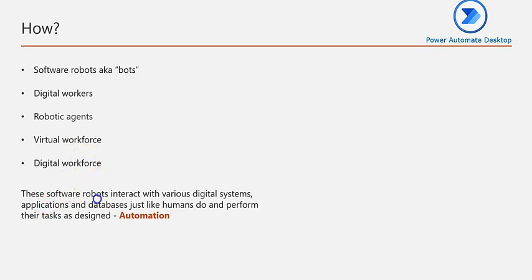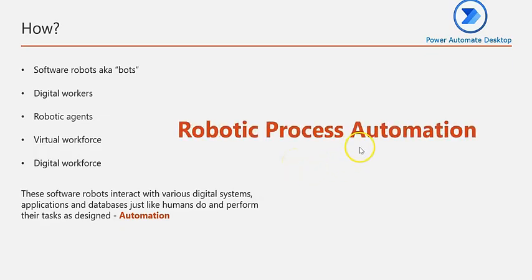So these software robots can interact with various digital systems or applications, just like the way we saw a web application, an Excel application, databases, just like the way a human can do, and they can perform their task as we have designed in the automation. This is called the automation piece of it. So any automation that can be performed on a manual process with the help of robots is called robotic process automation.